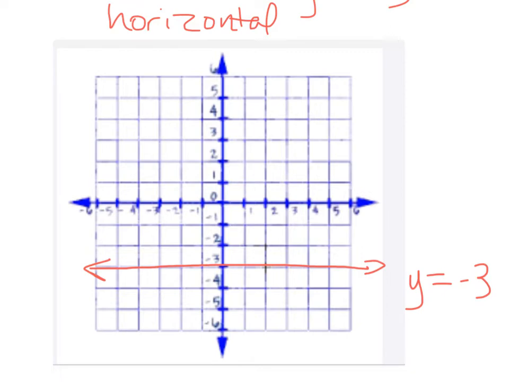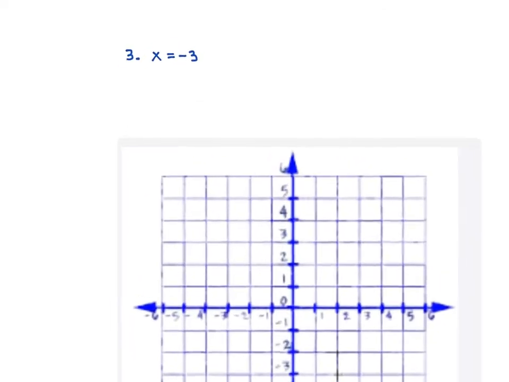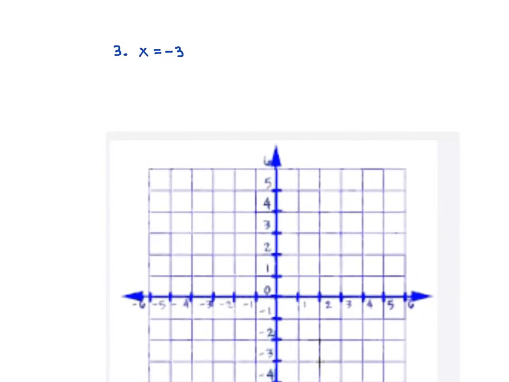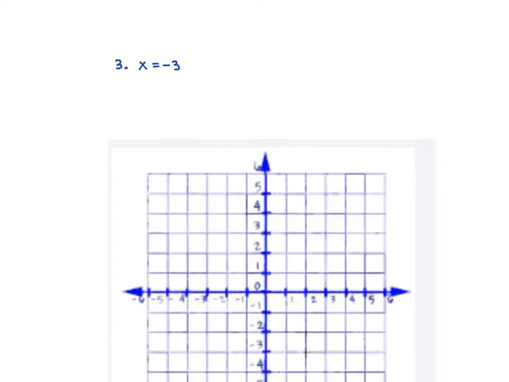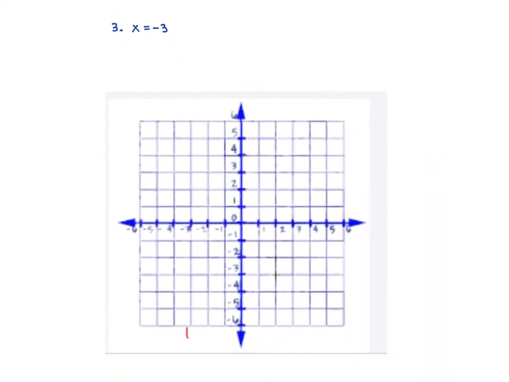When it's x equals a number, this is going to produce a vertical line. So for this one, x equals -3. This is going to be a vertical line through the x-axis at that number. So it's just going to be a vertical line through -3.